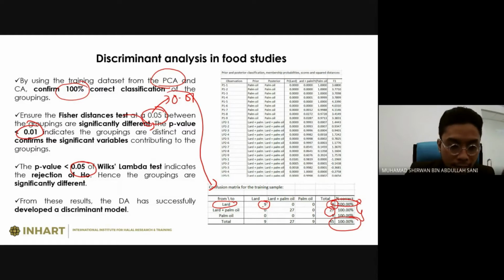for the Wilks' lambda test will indicate the rejection of the null hypothesis. We will look later at what the null hypothesis is for the Wilks' lambda test. Hence the groupings are significantly different.